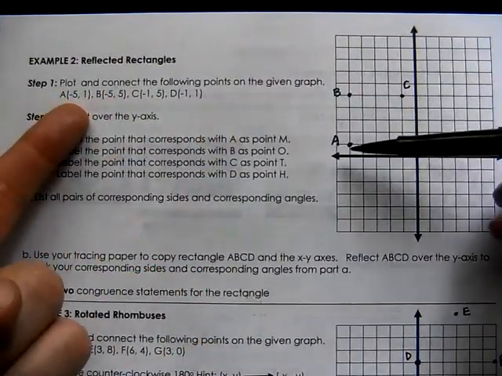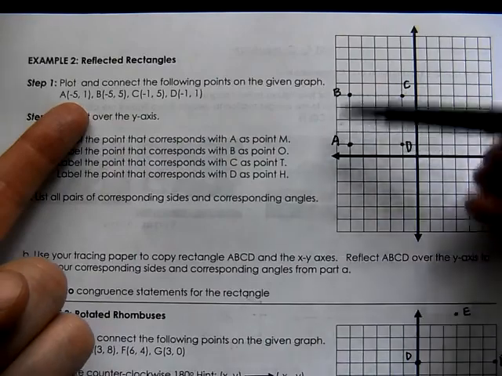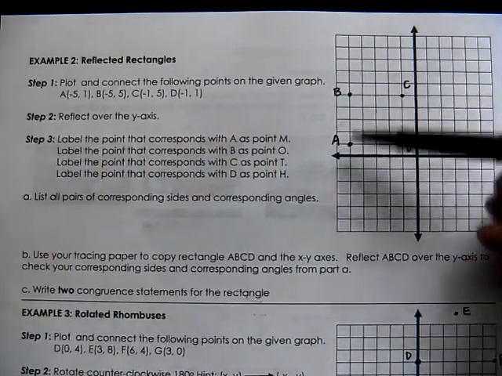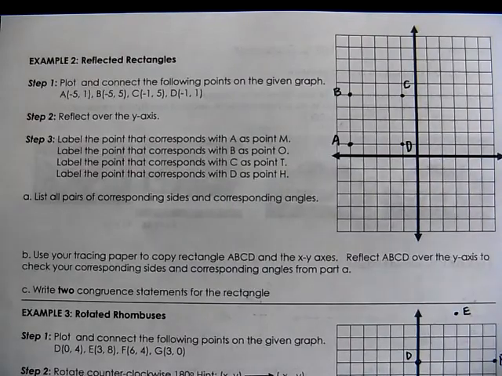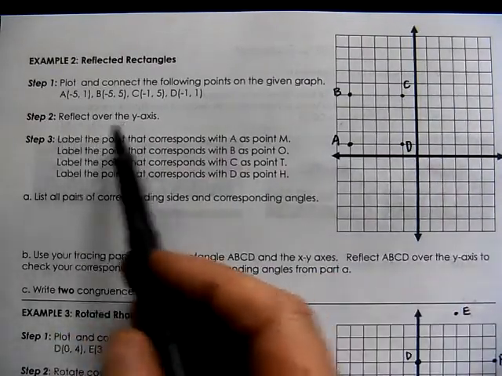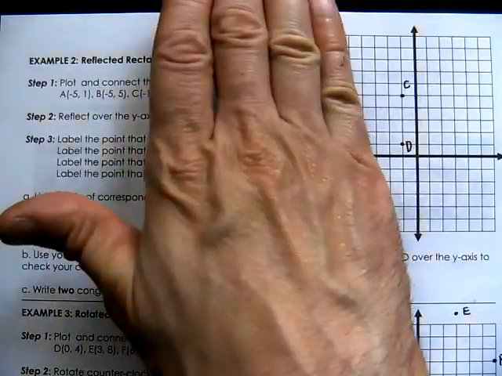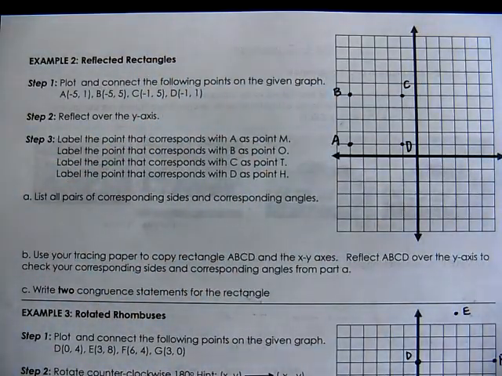I've already plotted them A, B, C, and D, so take a moment and plot them on your own graph paper, and I'll connect the sides in just a moment, but that's what the other colors are going to be. We're going to reflect it over the y-axis, so we're going to see that this shape will flip over from the left side to the right side.